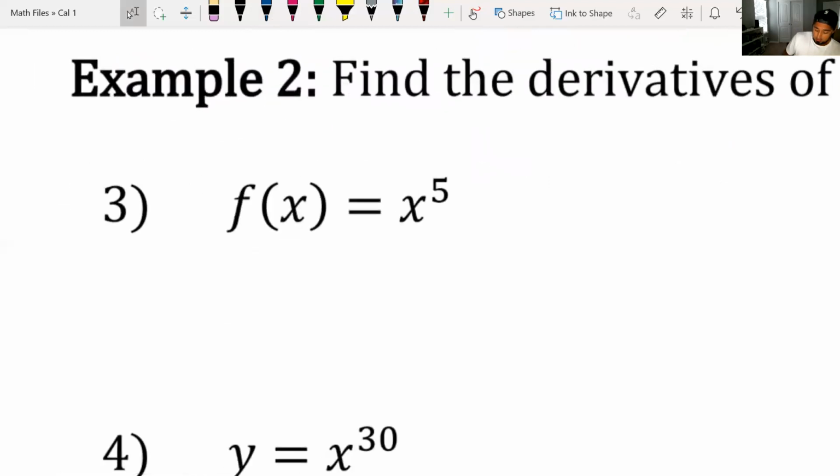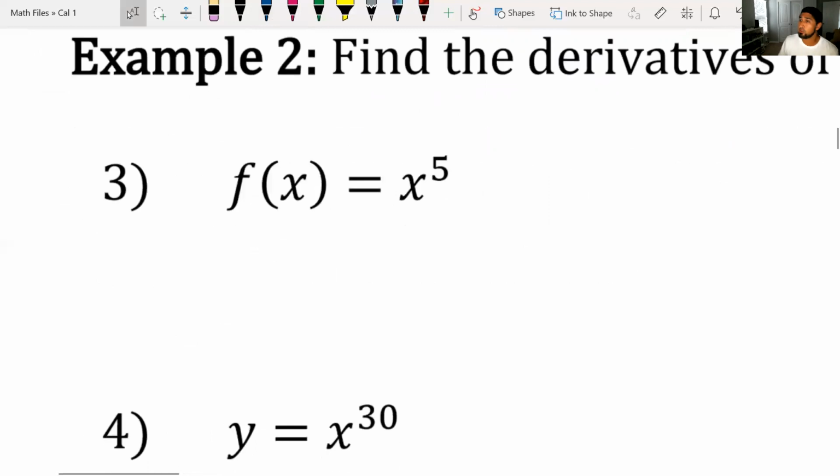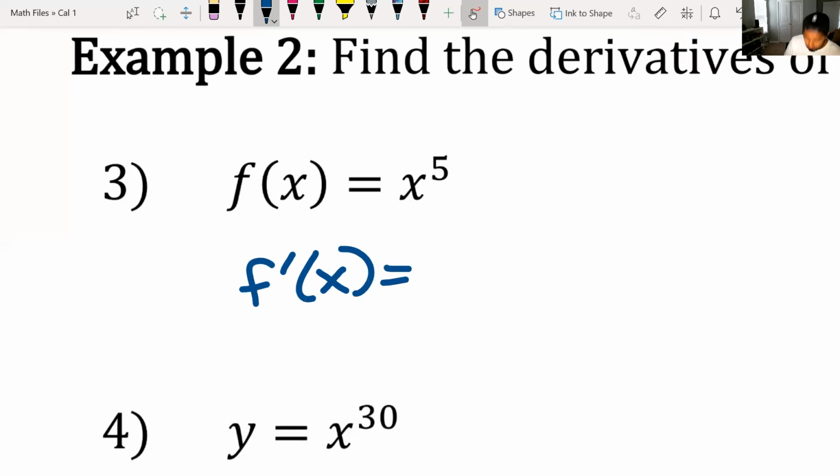We'll go through all the notations as well, just so we get used to them and see them. First is f of x equals x to the fifth. The derivative, in the notation f prime of x, of x to the fifth is going to be 5x. The 5 comes down, we take 1 away from the original power, and our derivative is 5x to the fourth.